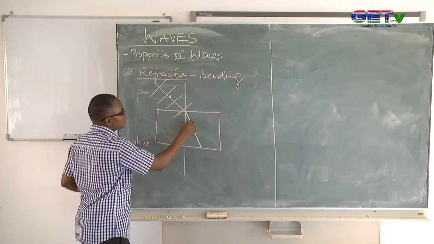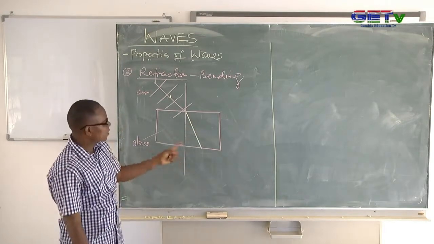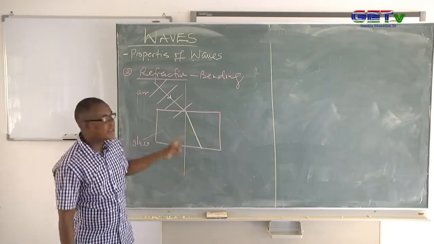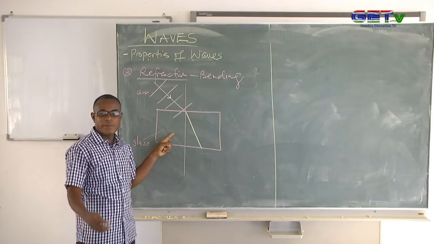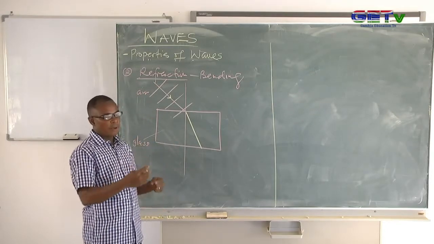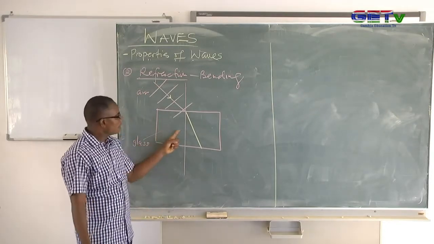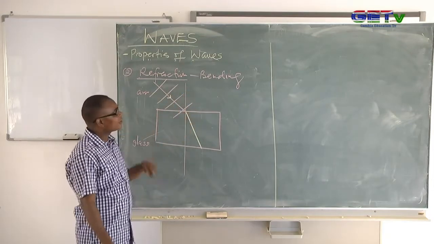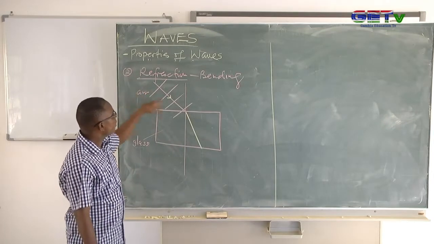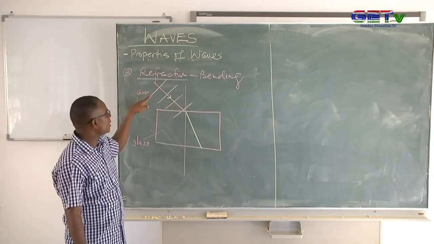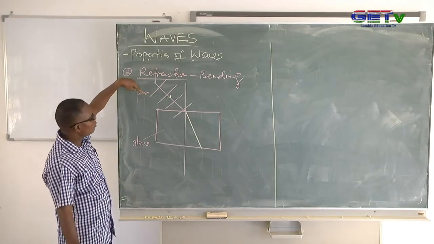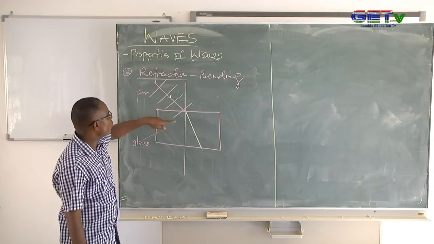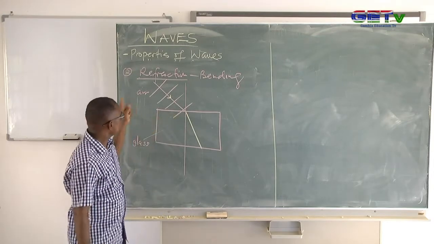It is going to bend such that it obeys the law of refraction, which says that when light or waves move from an optically less dense medium and enter a denser medium, they are bound to move towards the normal. Or conversely, if it's moving from a denser medium to a less dense medium, it's bound to move away from the normal. That's the third law of refraction. So the wave will obey that law. When the wave is moving from air, which is less dense, and entering glass, which is denser, it is going to move towards the normal and vice versa. So the same happens there.